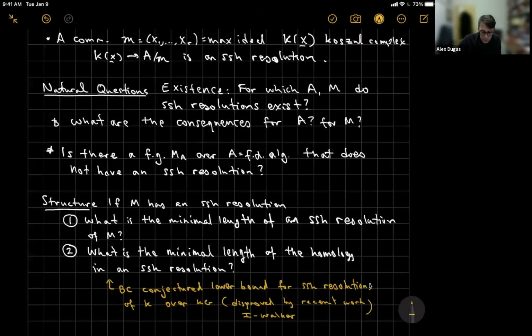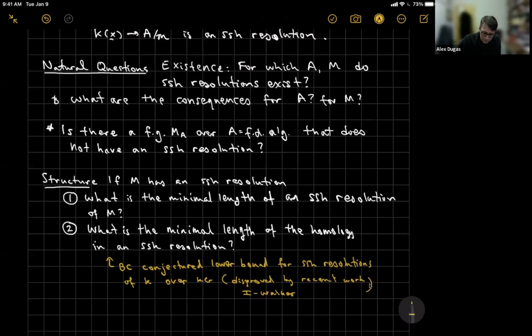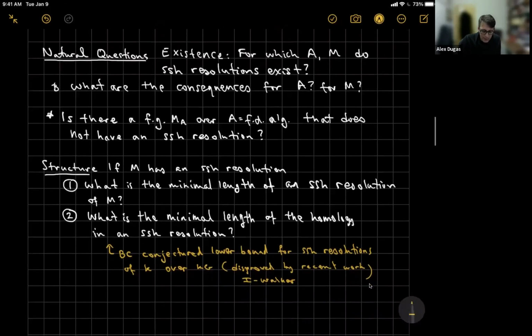All right, so these structural questions are interesting, but again, there's a lot we don't know there. It seems very hard to answer those. But even in cases where we know that SSH resolutions exist, for the most part our proofs of existence don't really give us a lot of insight as to how long the minimal SSH resolutions are going to be, or what we can say about the minimal length of their homology.